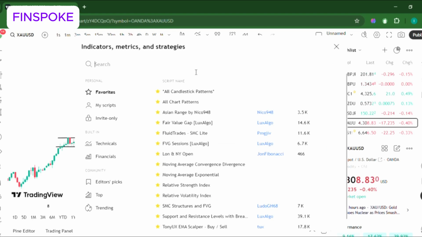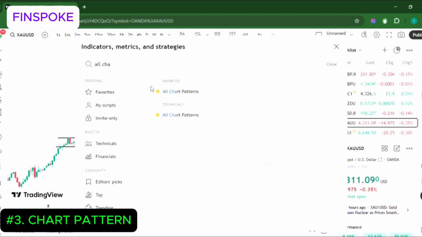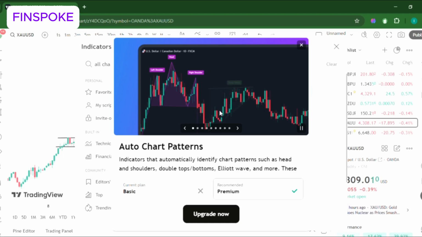Next indicator is chart pattern. All Chart Pattern. I already have it. So this particular chart pattern, my TradingView subscription expired. This particular one is premium. But what this indicator does is it will show you, as you are seeing here, chart patterns when they are being formed. And when you see these chart patterns, you will be able to make informed decisions. For instance, this one is reflecting a head and shoulders chart pattern.